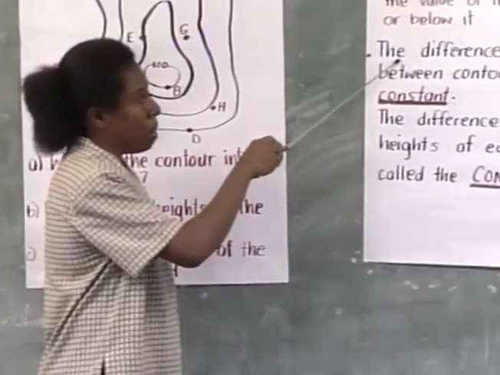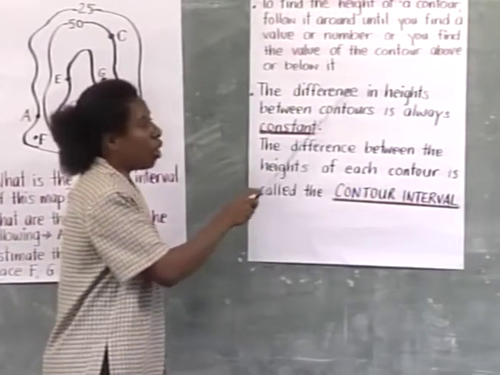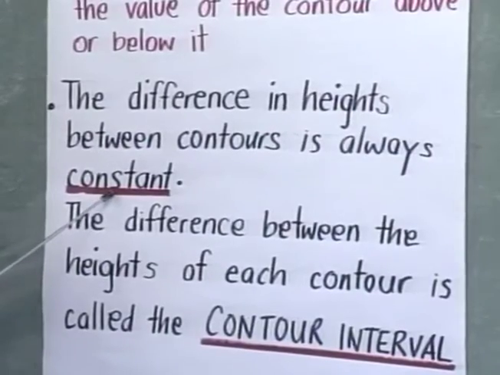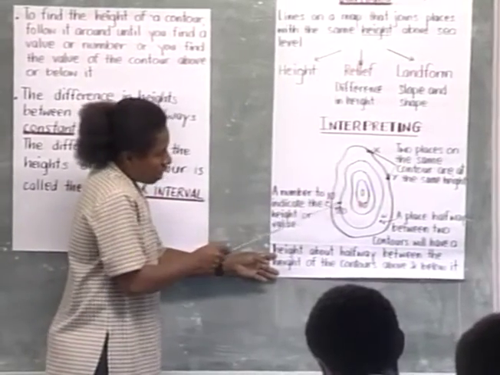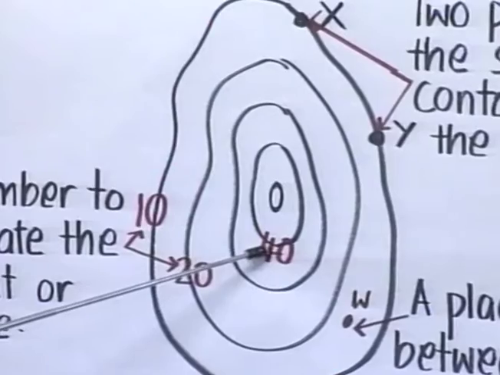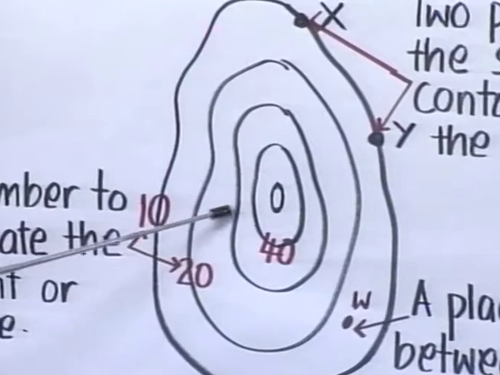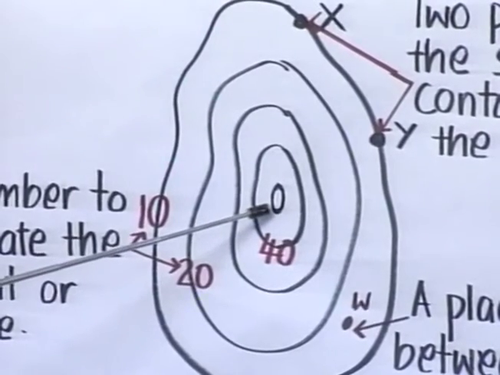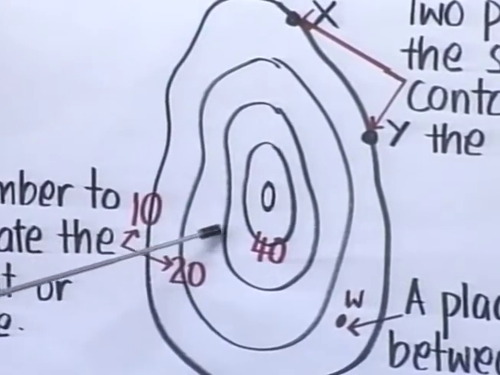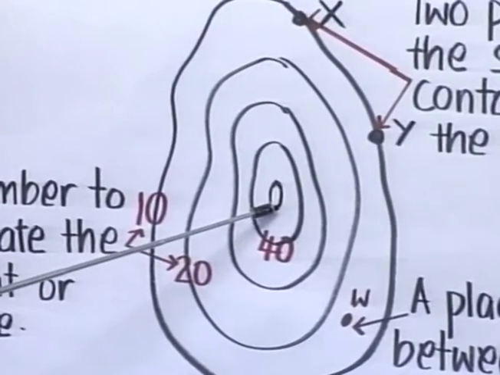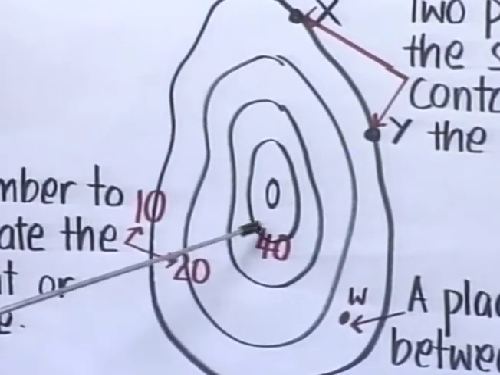Another important thing you need to remember: the difference in heights between contours will always be constant. Say, for example, I am going up from one contour to the next until I reach this point here, 40. Common sense will tell you that if I start from this point and go to the center, I am going uphill. Why? Because I start from 10, 20, no figure here, 40, no figure there. But I'm going uphill because I'm going 10, 20, and then 40.